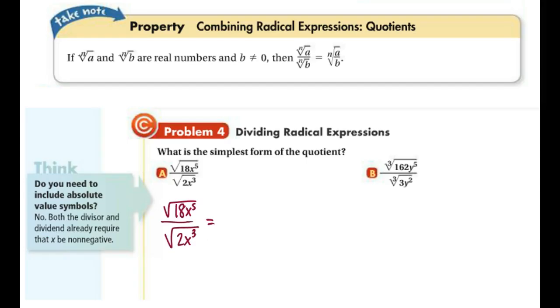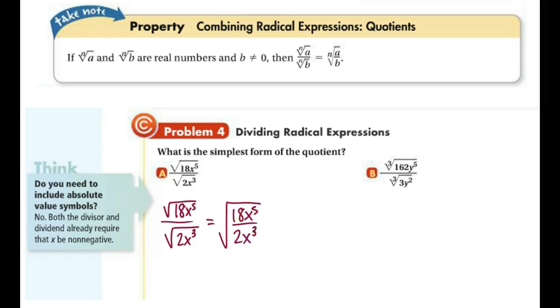Example 4 gives us the opportunity to divide some radical expressions. So we need to write the following radical expressions in simplest form. So notice in part A that we have the square root of 18x to the 5th divided by the square root of 2x to the 3rd. They are both square roots. That means the index is 2 and the indexes are equal to each other. So we can write this as the square root of 18x to the 5th over 2x to the 3rd.